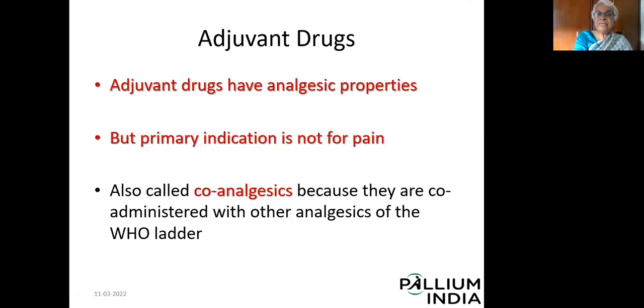So adjuvant drugs have analgesic properties, but the primary indication is not pain. For example, you're giving an antidepressant drug like amitriptyline. Its basic effect is for depression, but it has a very good effect in neuropathic pain. That is why it's called an adjuvant drug. It is also called co-analgesic drugs.